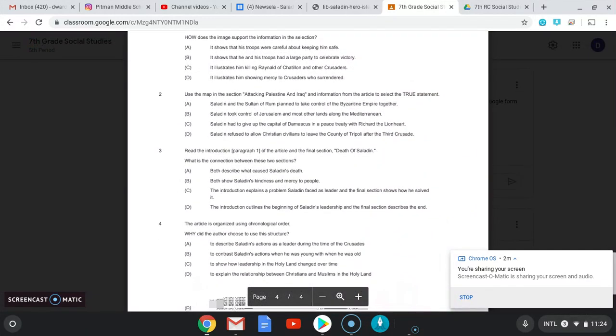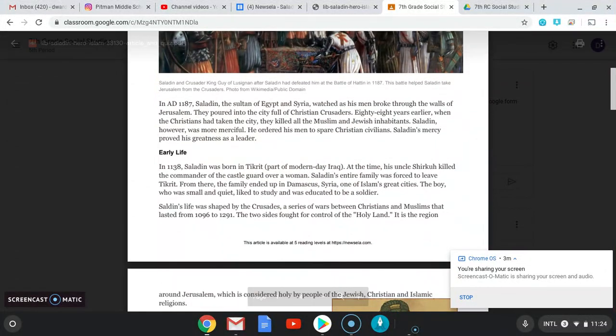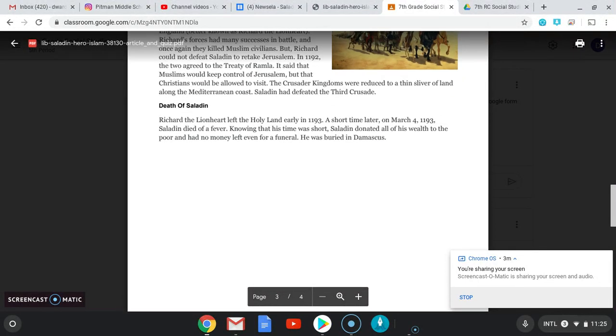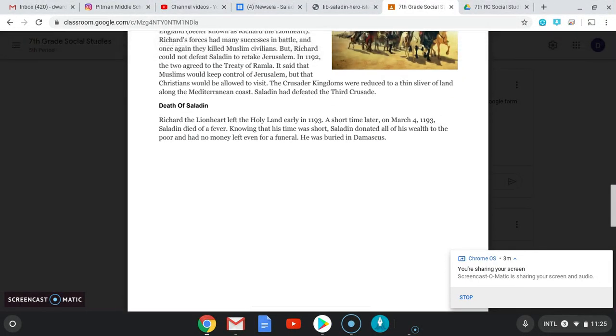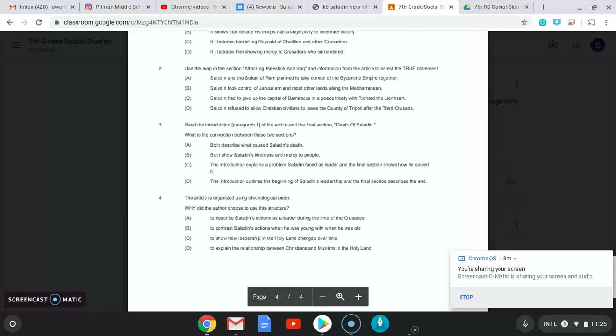Okay. Number 3, read the introduction, paragraph 1 of the article, and the final section, Death of Saladin. What is the connection between these two sections? Correct answer here was B. Both show Saladin's kindness and mercy to people. The first paragraph mentions how he orders his men to spare Christian civilians. And then the last paragraph mentions how when he dies, he has all his money donated to the poor, which obviously shows he cares about people, right?